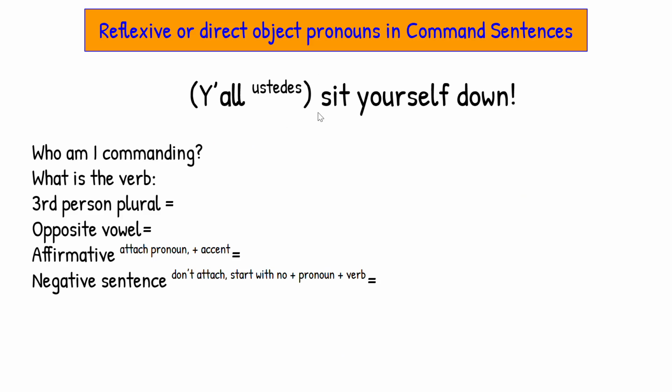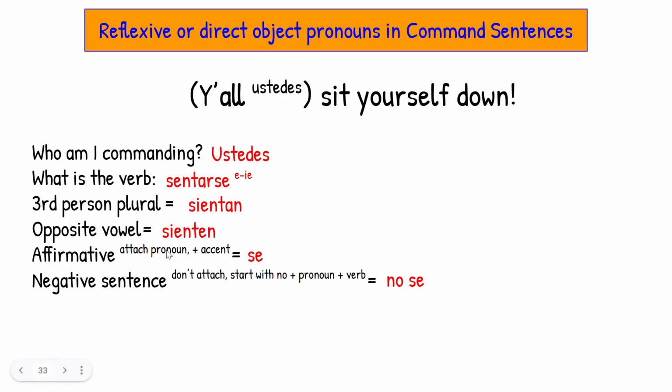Y'all, now it's y'all. Sit yourselves down. Who am I commanding? Ustedes. What is the verb? Sentarse. It's an E to IE. I need to go to third person plural. So the E changes to IE, conjugate the verb, ends in AN. Change the A to the opposite vowel, sienten. Now the pronoun is se, and if it would be no se, this one's in affirmative, so I'm going to take sienten and I'm going to attach se and add an accent. Siéntense.